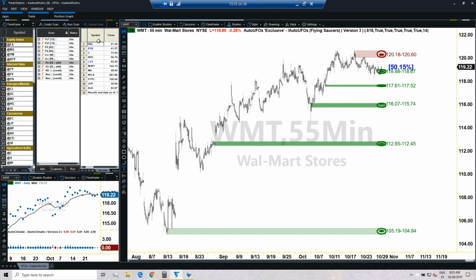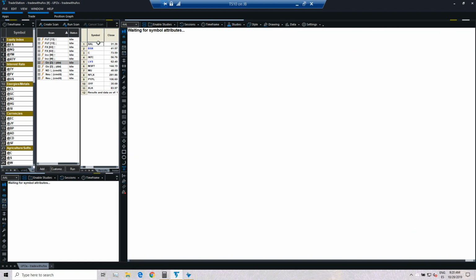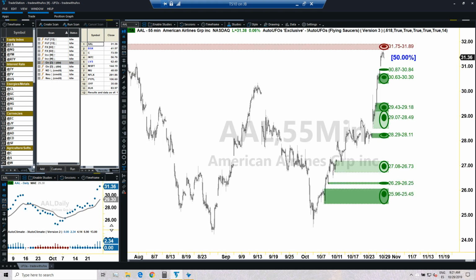So let's begin with American Airlines. What do we have with American Airlines? We have very clearly confirmed climate, but be very careful here. We got 13 candles into a climate which is supposed to be 4. So this is extremely stretched, and it could stretch more, but certainly entering now, it's way too late, so no need to check further.